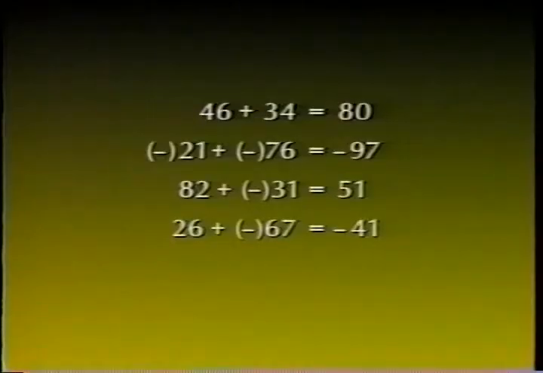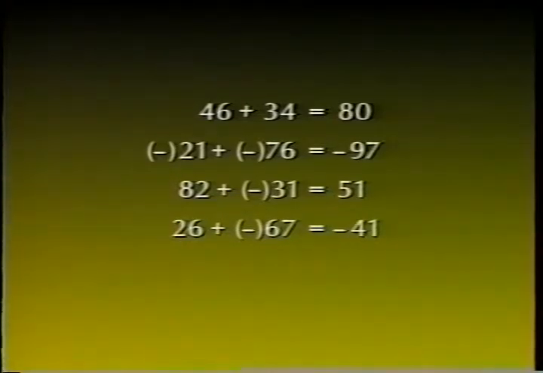In working with signed numbers, there are certain guidelines to follow in avoiding blunders and getting answers with incorrect signs. First, let's consider the addition of signed numbers. As shown in this screen, the sum of two positive numbers is positive. 46 plus 34 equals 80. The sum of two negative numbers is negative. Minus 21 plus minus 76 equals minus 97.